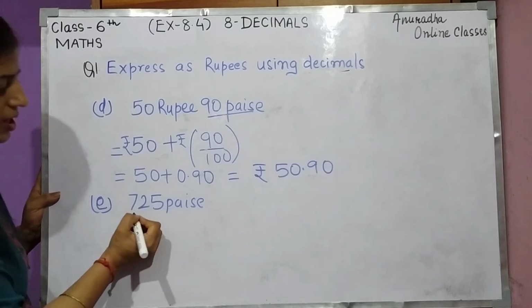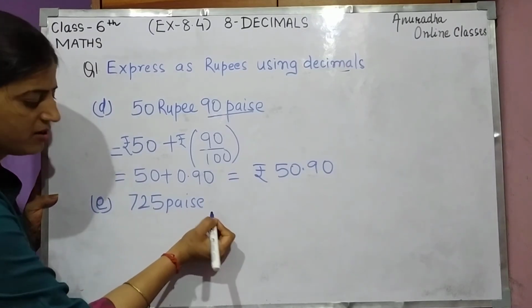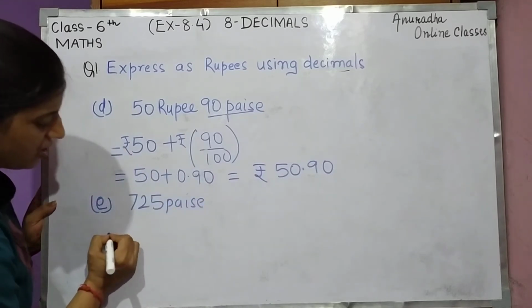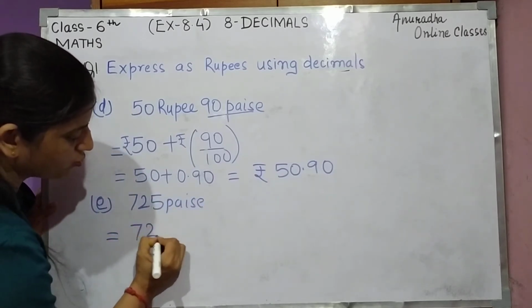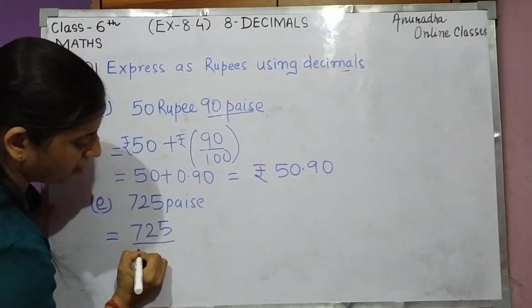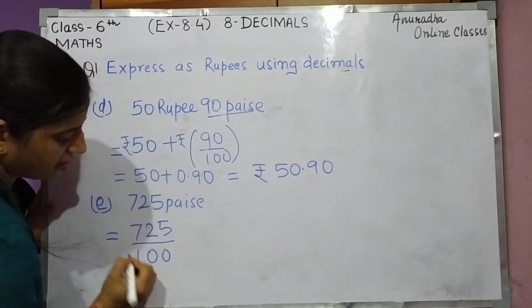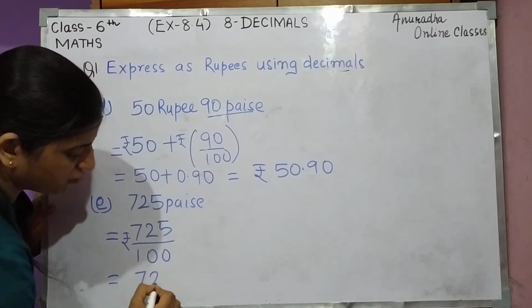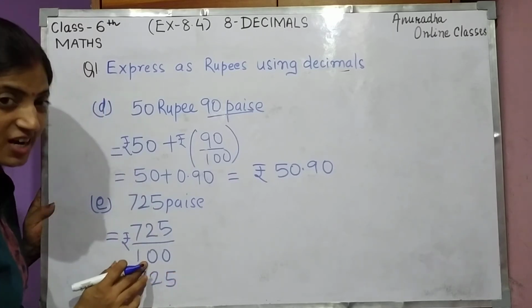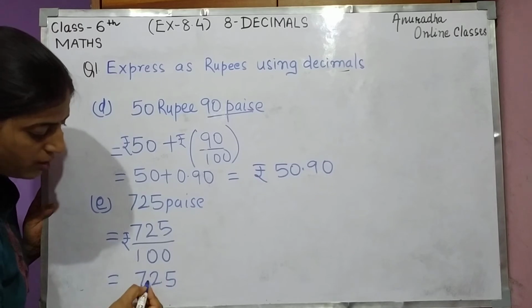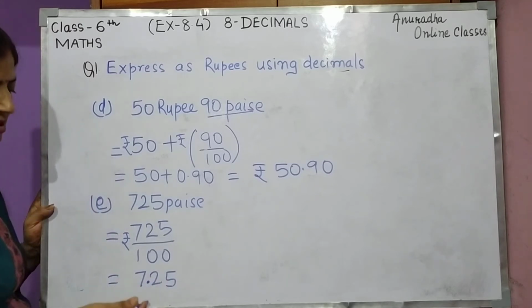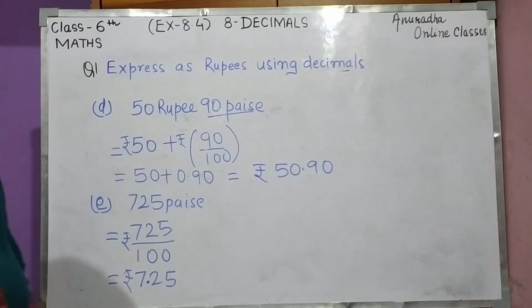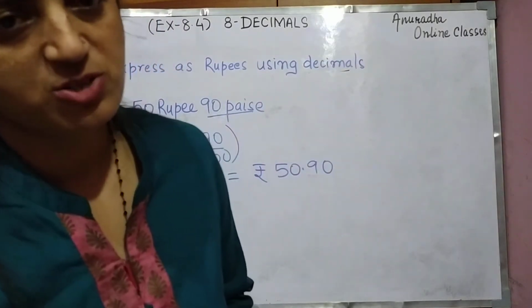Let's come to the next, that is 725 paisa. 725 paisa को जब हम rupees में convert करेंगे, we will get 725 divided by 100. This we have converted. कन्वर्ट कर लिया तो 725 लिखने के बाद this is 100th place. That means after two decimal places, that is rupees 7.25. So in this way, first question is over.